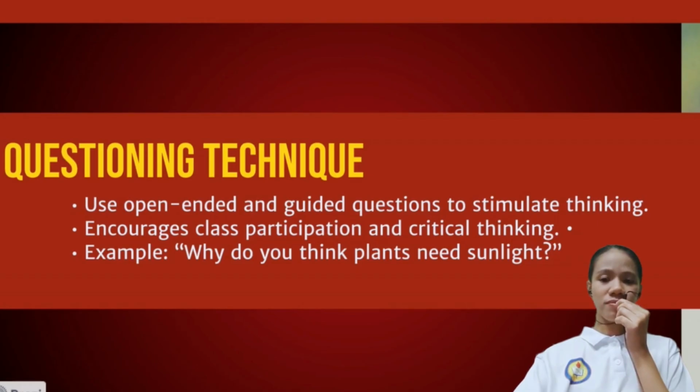For example, Why do you think plants need sunlight? What would happen if a plant were kept in a dark room? Explain your reasoning. These types of questions encourage students to hypothesize, explain their ideas, and engage in meaningful discussion.